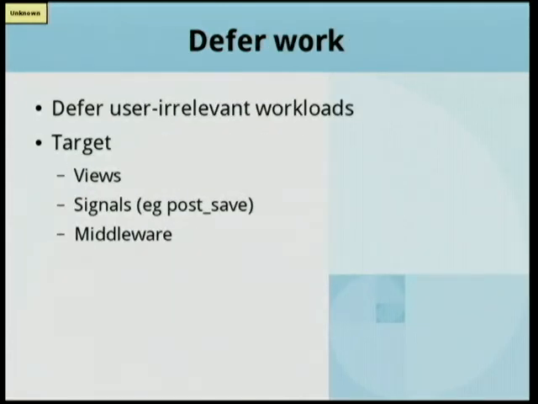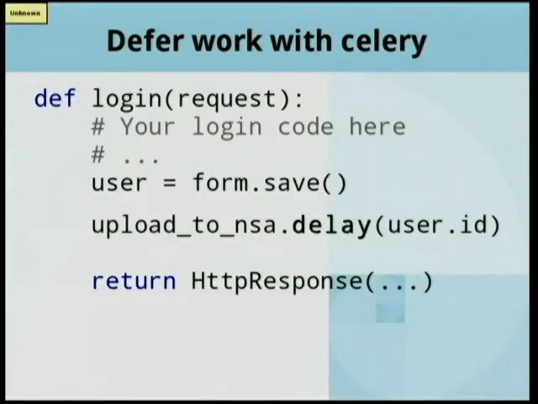Finally, again, going back to that idea of a signal that might be running slowly, you can defer workloads. So in your views or your signals, or if you're getting fancy with middleware, there may be some work that it's doing that actually doesn't affect the user whatsoever. And it's really simple using things like Celery, for example. Say you're running a swimming club, and your users have logged in, and you need to upload to the National Swimming Association some information. You can delay that work because the user doesn't need to know about it.